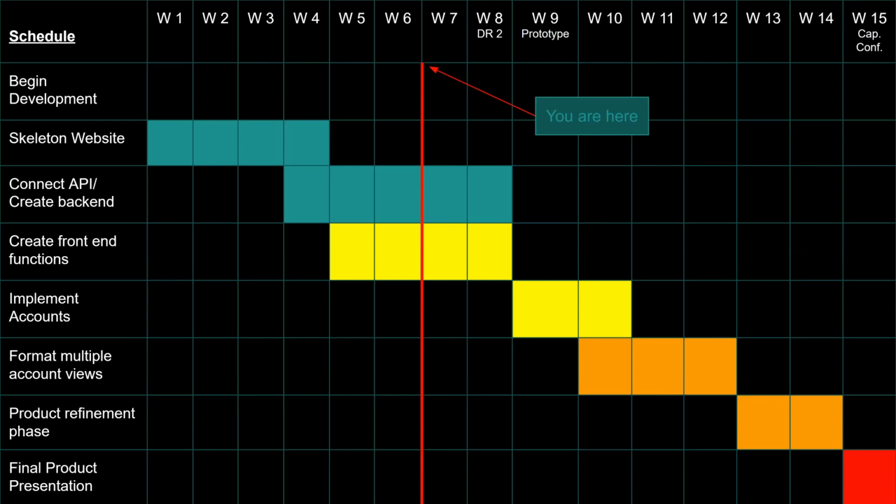After the prototype phase coming up in week 9, we will be implementing accounts. These accounts will differentiate between staff and athletes and coaches who all have different views of the data and will have different abilities to interact with that data. Last will be a product refinement phase where we spend a lot of the time refining all of the functionalities that we've implemented. And finally, we'll end up in the capstone conference where we'll present our ideas and our system.